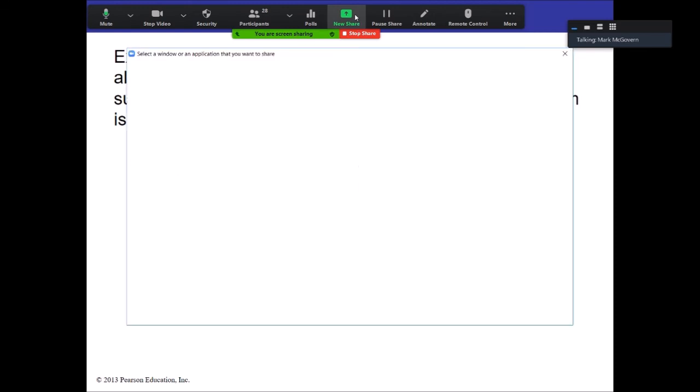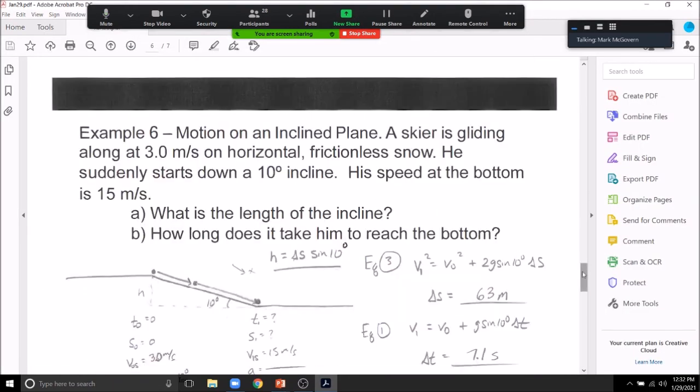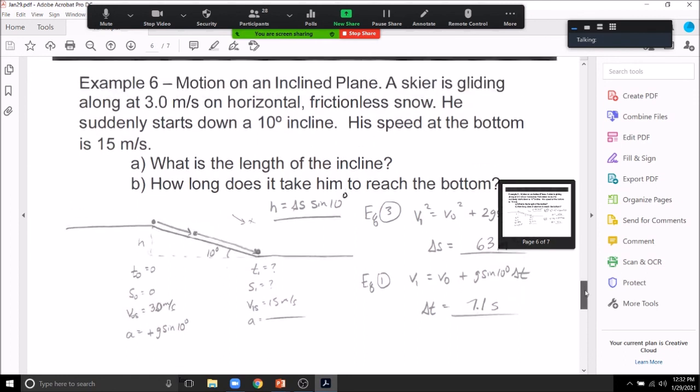Okay, last problem, and then we're done. We have a skier gliding along a 3 meter per second horizontal frictionless snow. He suddenly starts down a 10-degree incline. His speed at the bottom is 15 meters per second. We need the length of the incline and how long it takes to reach the bottom.